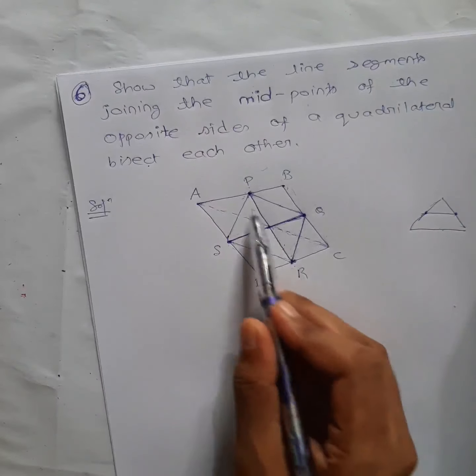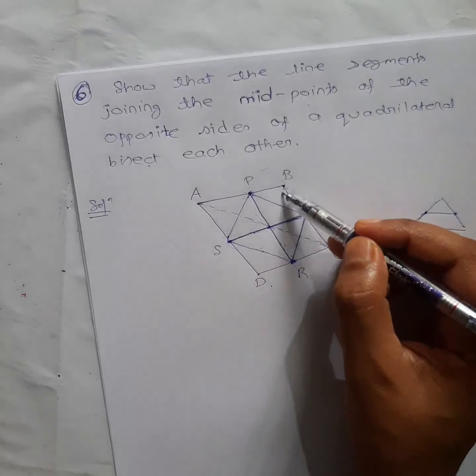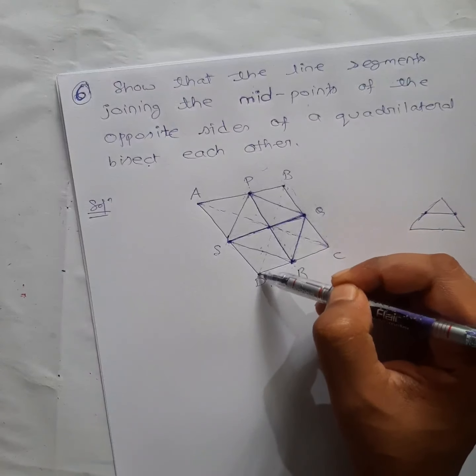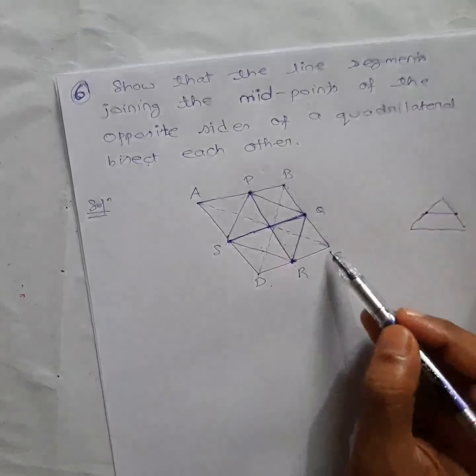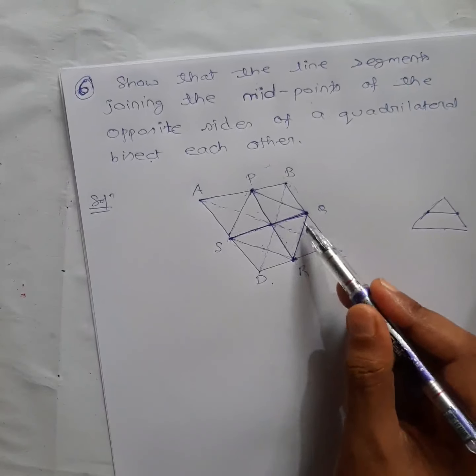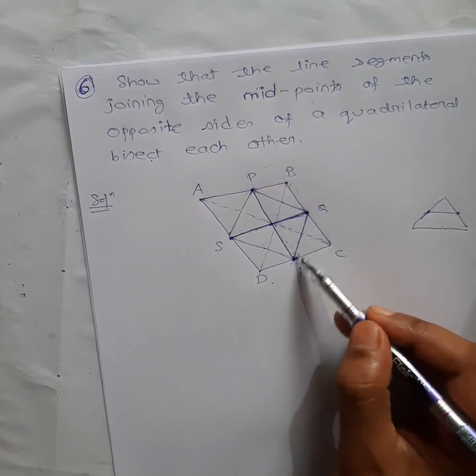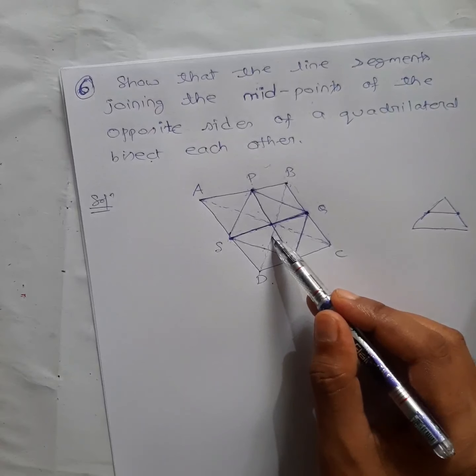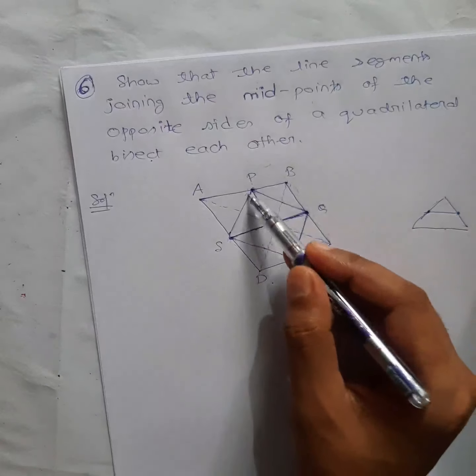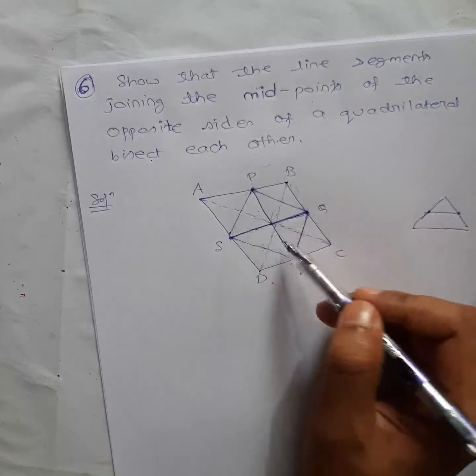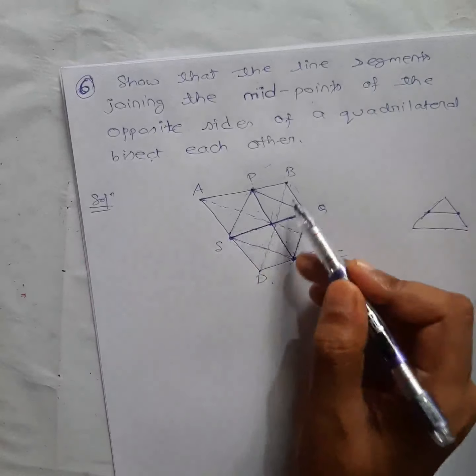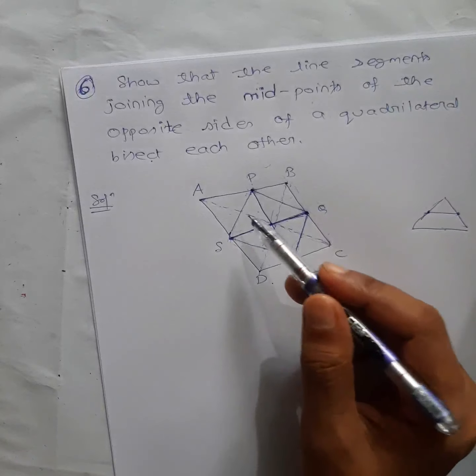Similarly, you can see this and this, I have to show parallel. What you will do, draw another diagonal here like this. Now you know this and this are midpoints, and the line segment joining the midpoints of two sides is always parallel to the third side. So this and this will be parallel. Similarly this and this are parallel, so this and this also will be parallel. So you know, if a pair of opposite sides is parallel, it is a parallelogram.